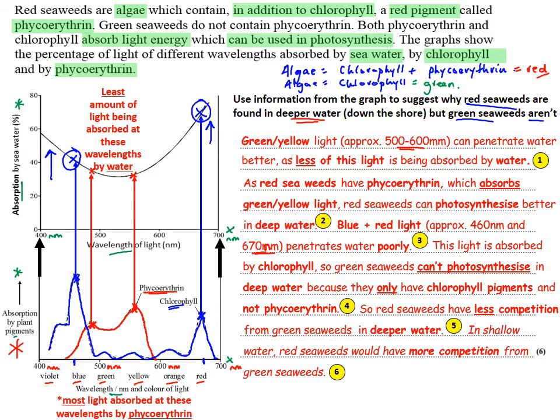And the green seaweeds are found further up the shore where there's less water, so much shallower waters, because they only have chlorophyll. They can only absorb red and blue light, which is, as we know, absorbed by water. So if there's less water there, it means they can absorb that light for photosynthesis to be used in non-cyclic photophosphorylation.